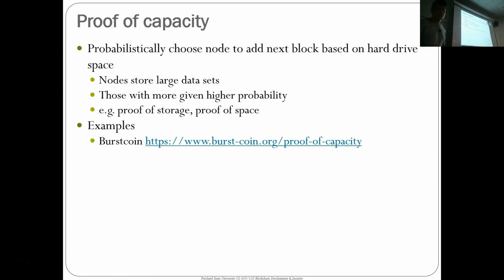Okay, another system is proof of capacity. This is proof that you have a big disk where you can store a large data set, and then those who can navigate that data set more efficiently or quickly will win the race to insert the next block. And this is used in Burstcoin.